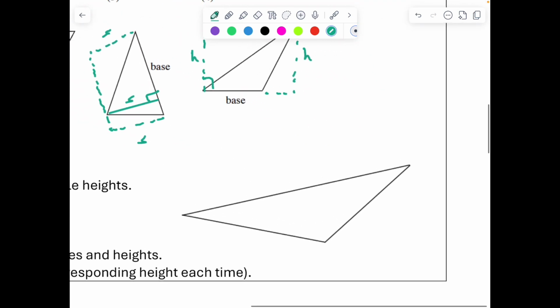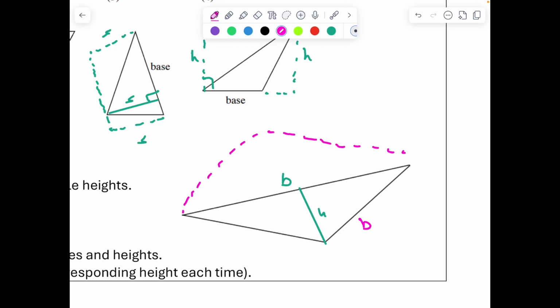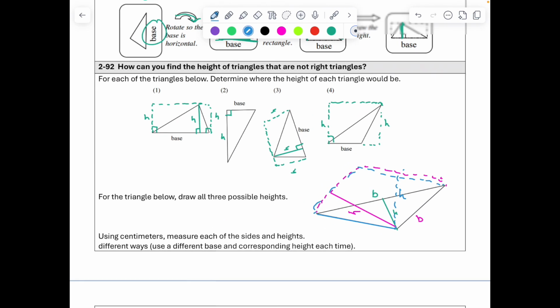Okay? All right, for the triangle below, draw all the possible heights. Okay, if this was the base, this could be a height. If this was the base, okay, if this is the base, then the height could be right here. And then if the other one, if this was the base, then the height would be like that. Okay.